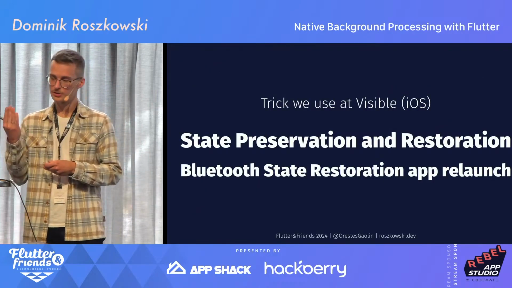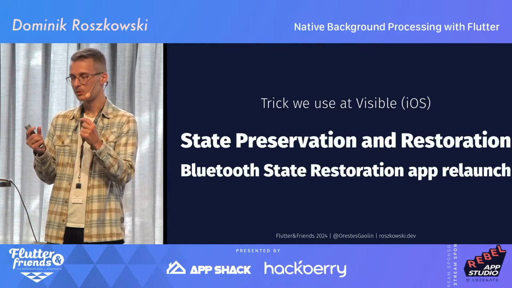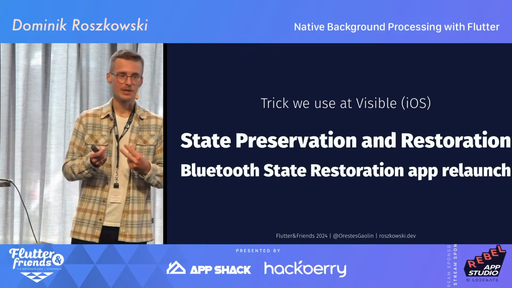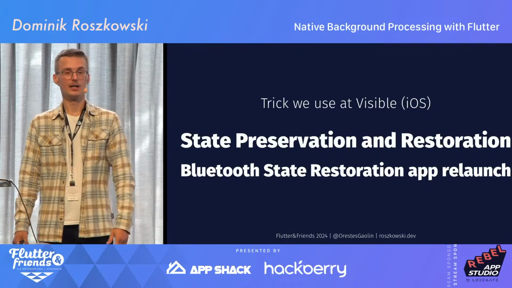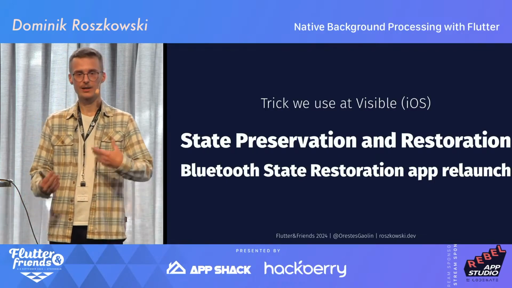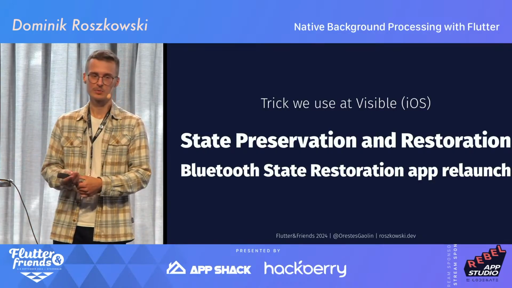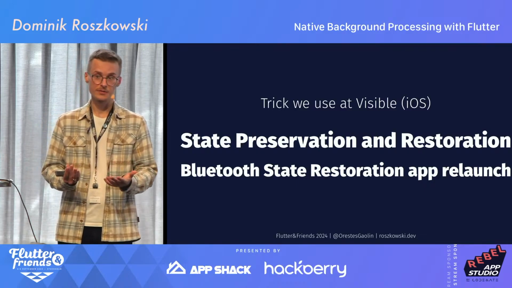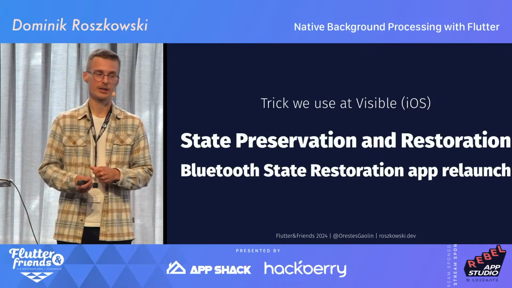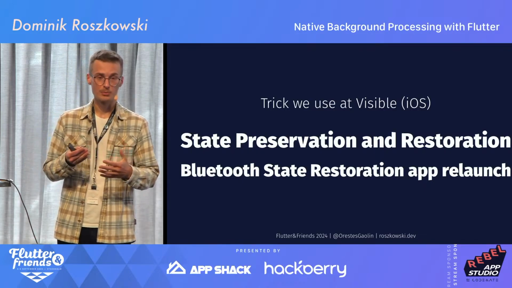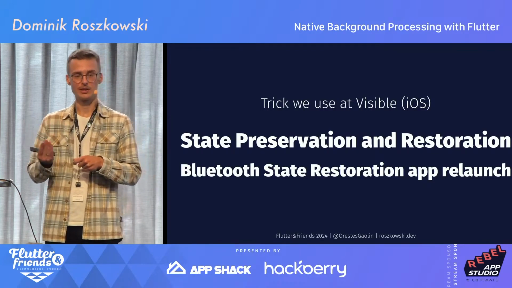So the trick that we used is called, if you want to look it up, state preservation and restoration. And the specific thing that we have is the Bluetooth state restoration app relaunch. What it means is that when you are approaching your phone with your BLE accessory, it will wake up the app with a special flag, and you will have some time to assess if it's your device, if it's a device with appropriate characteristics. So for us, it's a heart rate service that we have subscribed to, and we then start the process of monitoring the heart rate. You could easily just stop the processing immediately, for instance if you had a smart lock. But for us, it's important to maintain this connection.